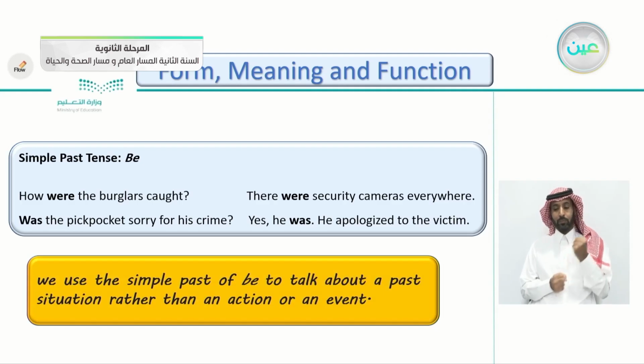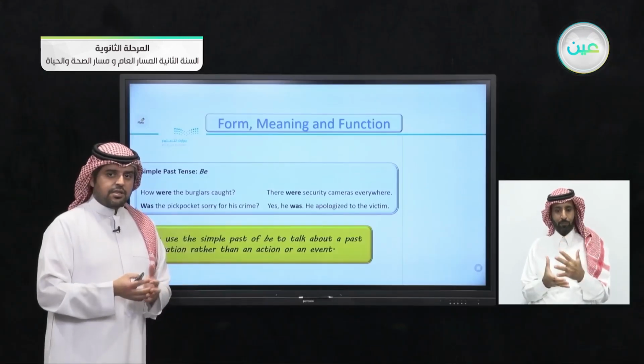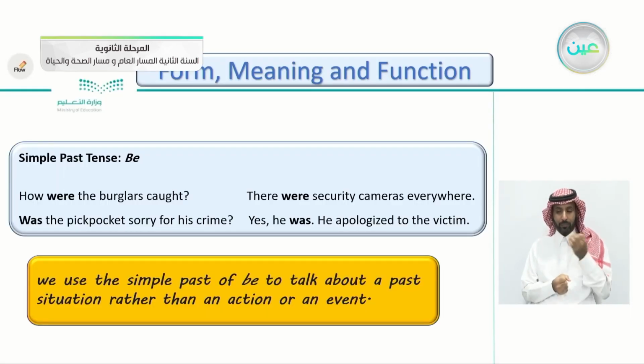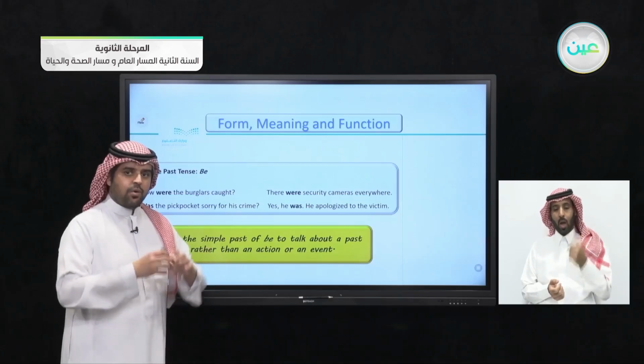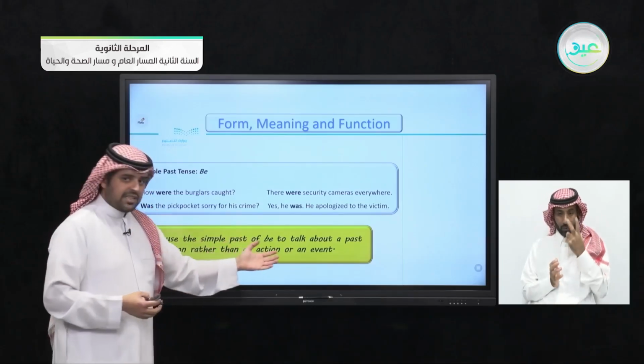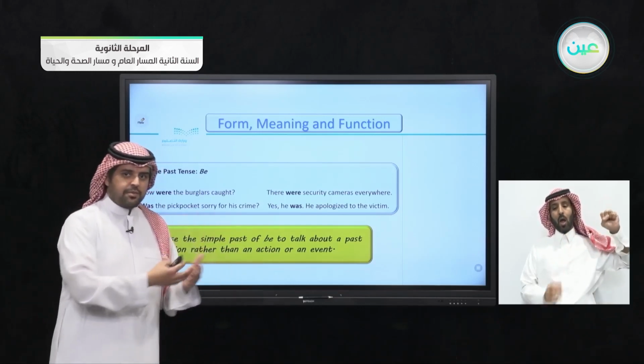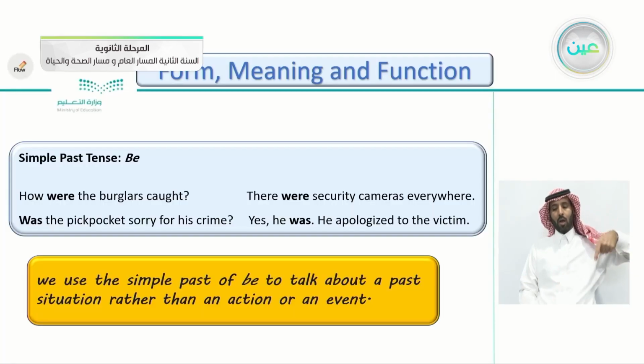We use the simple past of be to talk about a past situation rather than an action or an event. To talk about a situation, not an action itself, not an event. We always use the simple past of be, of course meaning was or were, to talk about a past situation rather than an action. For example, when you say, I was sleepy, I was hungry, this is not an action, it's a situation. You're not doing something. You just felt sleepy. I was sleepy, I was hungry, and so on.